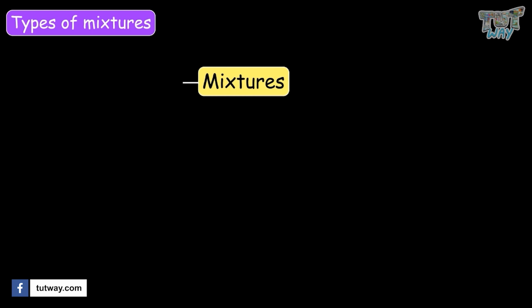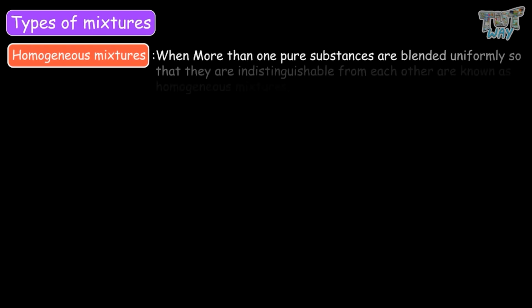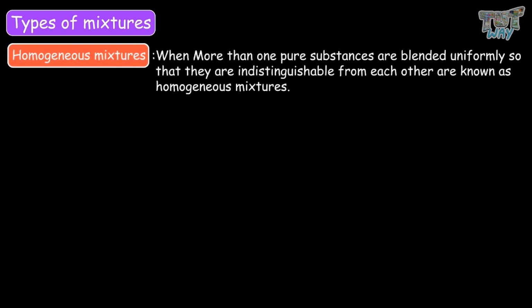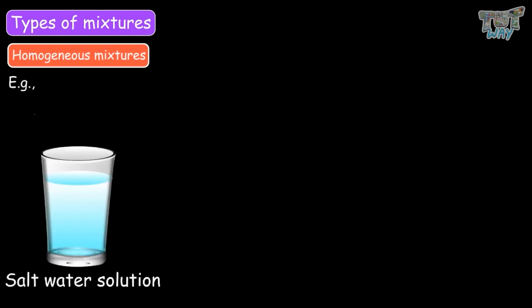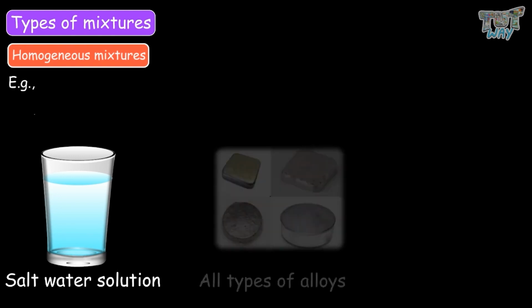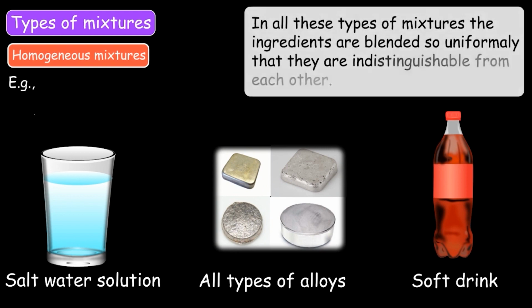Mixtures can be of two types, homogeneous and heterogeneous. Let's learn first about the homogeneous mixtures or solutions. When more than one pure substance is blended uniformly so that they are indistinguishable from each other, they are known as homogeneous mixtures. Common examples are salt water solution, all types of alloys, and soft drinks. In all these types of mixtures, the ingredients are blended so uniformly that they are indistinguishable from each other.